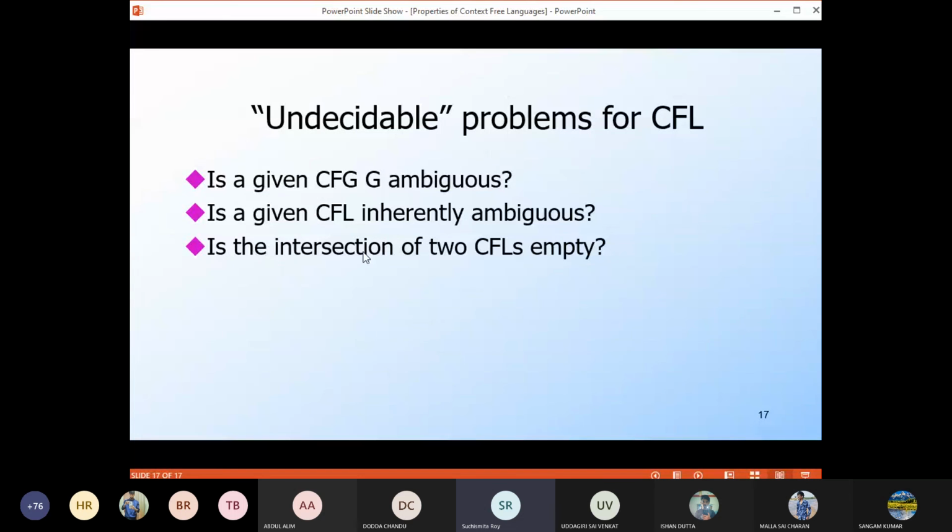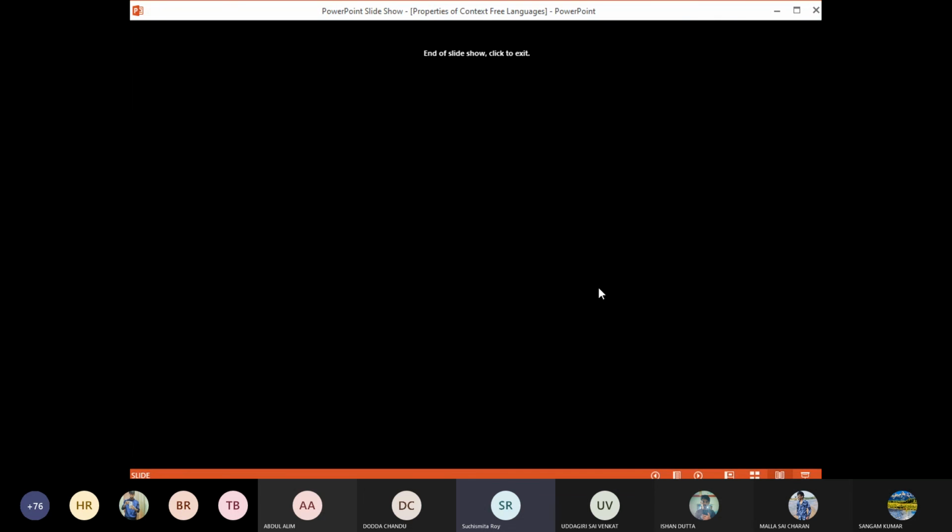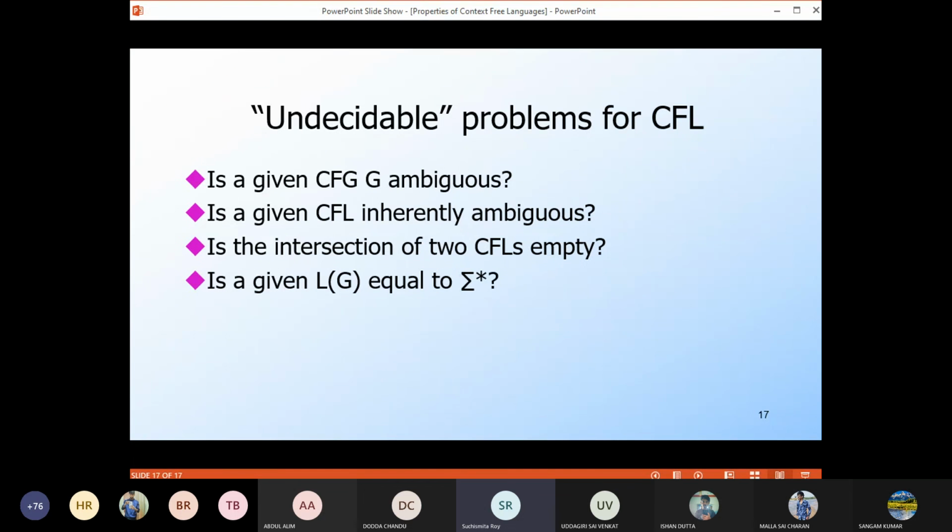Is the intersection of two CFLs empty or not? Again, there is no decision procedure to decide this. Is a given context-free language equal to the universal set? We cannot decide that. So these are some inherently undecidable problems in context-free languages. So this is about the properties of context-free languages.